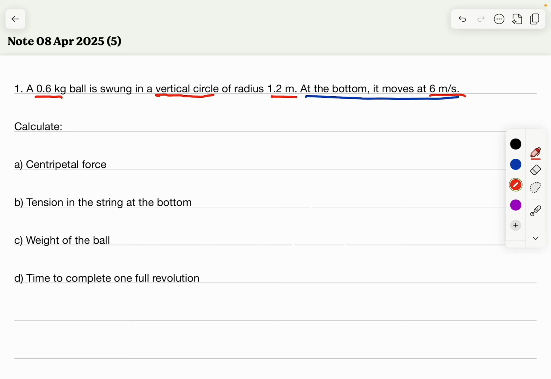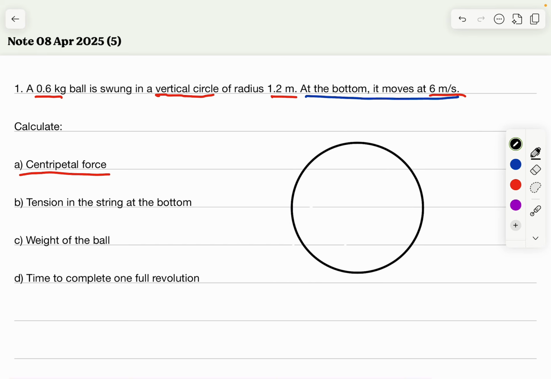The question says calculate the centripetal force. Understand, for you to calculate the centripetal force, you must be able to draw your free body diagram, and everything you draw what's happening. You don't just do things without drawing. Let's draw the diagram. This is the diagram.